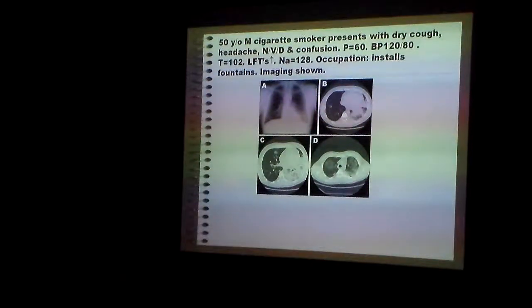50-year-old male cigarette smoker presents with dry cough, headache, nausea, diarrhea, and confusion. Pulse is 60, blood pressure 120/80, temperature 102, that is elevated, sodium 128, occupation installs fountains. Imaging shows a lot of junk in the left lower lung lobe, and it's a gram stain out, maybe Legionella, based on those.